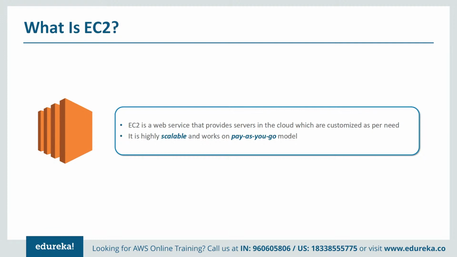And within EC2, the service is highly scalable and you can opt in for a pay as you go model. So in the later part of the session, we'll talk about various purchasing options that are available within EC2. The most commonly used one is pay as you go. And there are other options available wherein you get significant discounts if you put in a commitment for a time duration and you're willing to pay some upfront cost. The full form of EC2 is Elastic Compute Cloud.